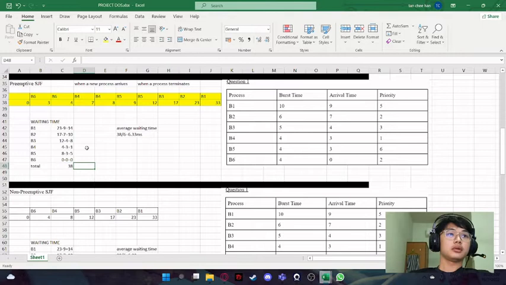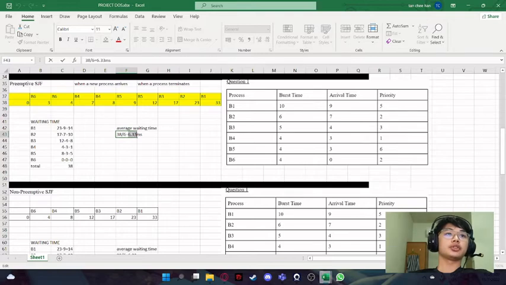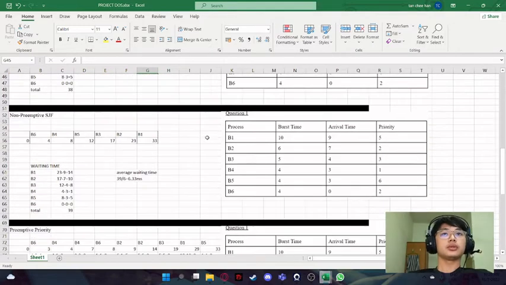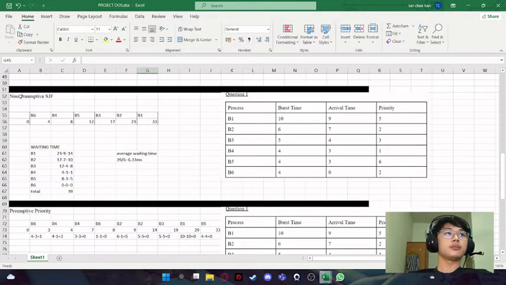Okay, so then we use the 38 divided by 6 to get 6.33 ms. This is the average waiting time. And then we go to the next question, non-preemptive shortest job first.